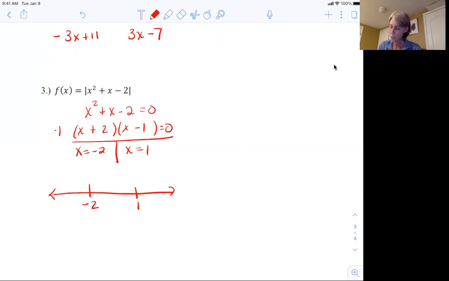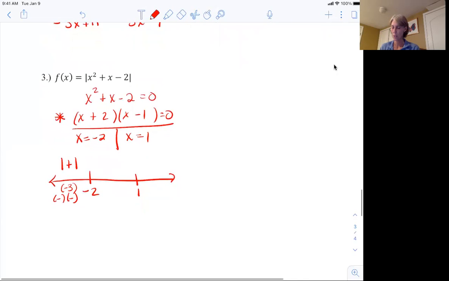And think about this. We can test in our factored form. It's going to be a lot easier if we pick a number less than negative 2. So let's say we use negative 3. Think about the numbers you have. Negative 3 plus 2 is a negative factor. Negative 3 minus 1 is a negative factor. A negative times a negative gives me a positive inside my absolute value sign. So when I take away the signs in this section of the x-axis, I'm just using the original.